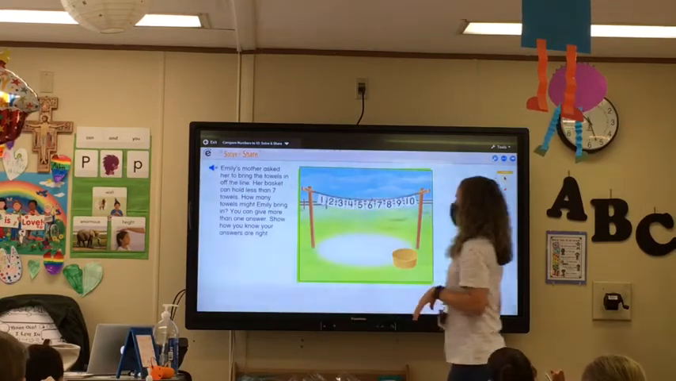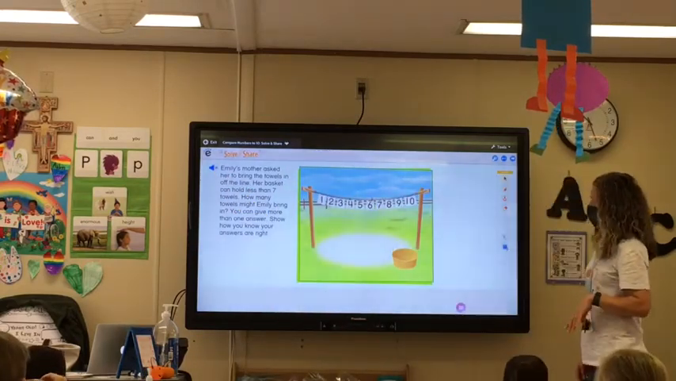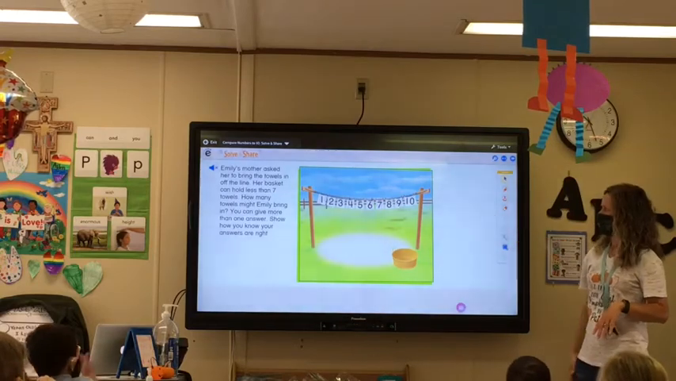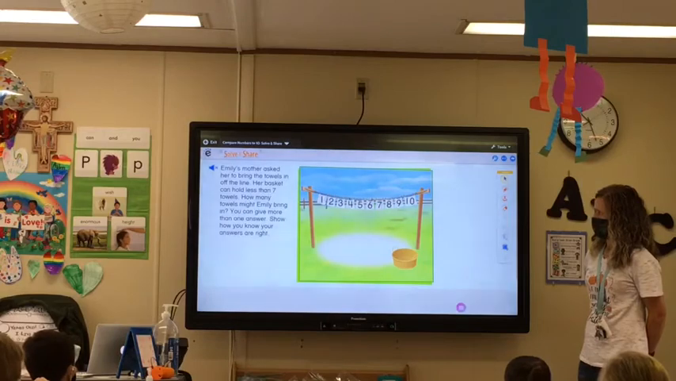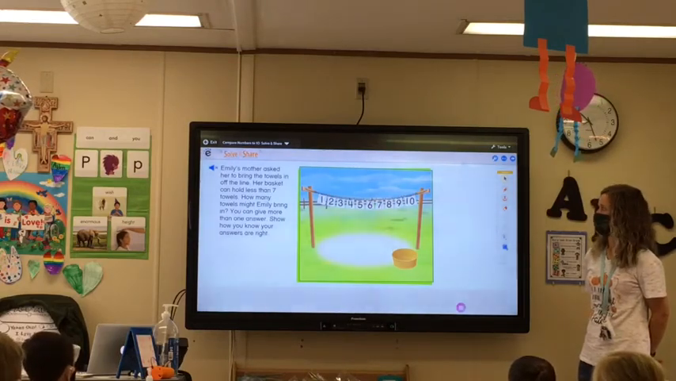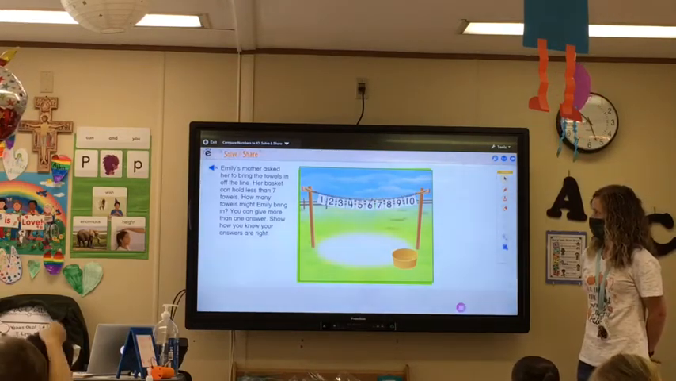Emily's mother asked her to bring the towels in off the line. Her basket can hold less than 7 towels. How many towels might Emily bring in? You can give more than one answer. Show how you know your answers are right.